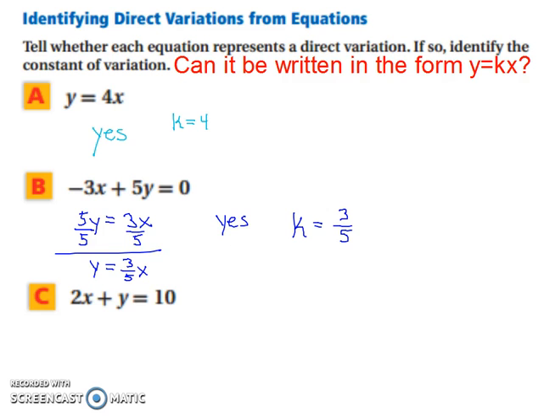Alright, so now let's try this next one. So we're going to move our 2x to the other side because we want y by itself. So we're going to subtract 2x since it's a positive 2x. And 10 and negative 2x are not like terms. Please don't put them together. So we have y equals negative 2x plus 10. You can't write that in this form. It has an extra term in it. So therefore, the answer is no.